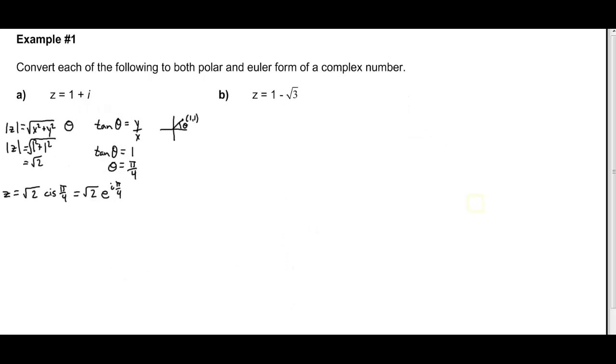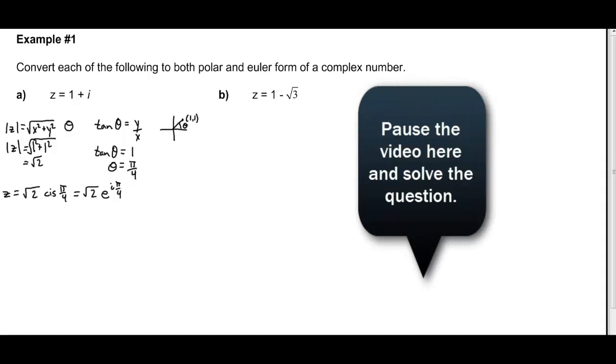So I shrunk down part A so that we can now do part B. Right now, see if you can follow the steps that I followed in part A, and see if you can figure out a solution for part B for both polar and Euler form.